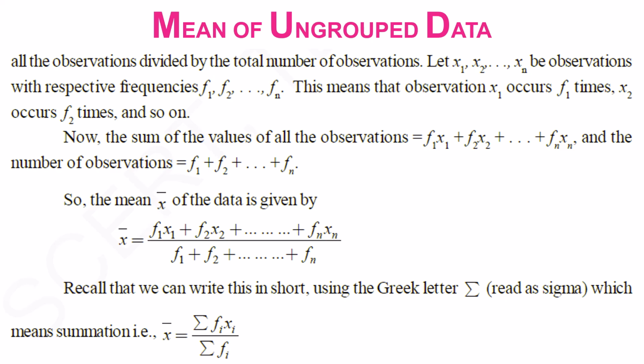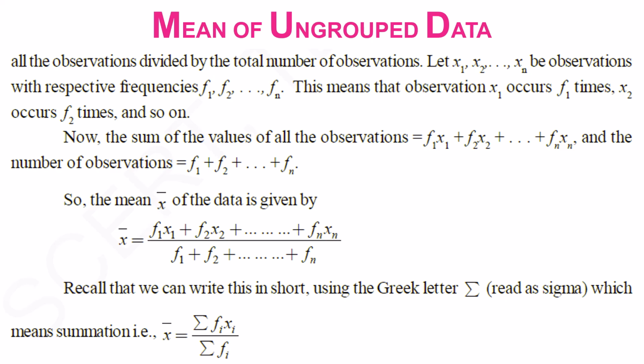Now, the sum of the values of all the observations equals f1 x1 plus f2 x2 plus ... fn xn, and the number of observations equals f1 plus f2 plus ... fn. So, the mean x bar of the data is given by x bar equals f1 x1 plus f2 x2 plus ... fn xn divided by f1 plus f2 plus ... fn.